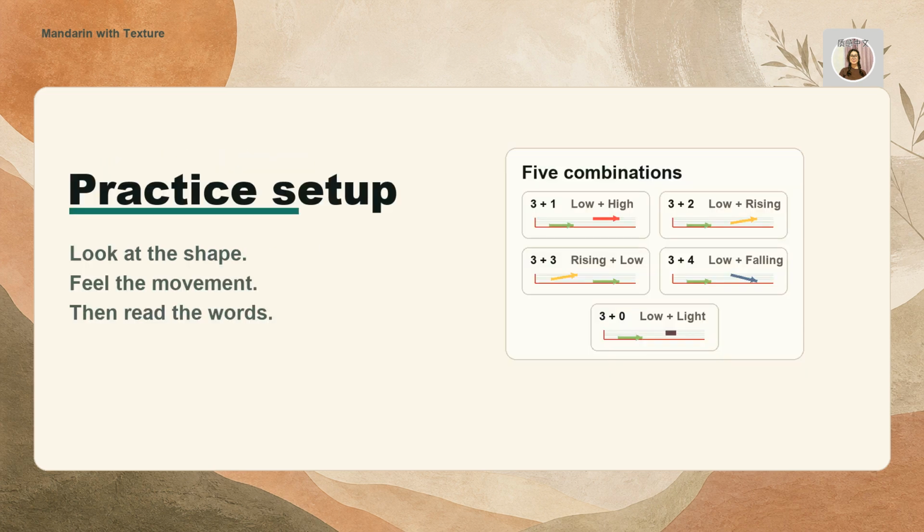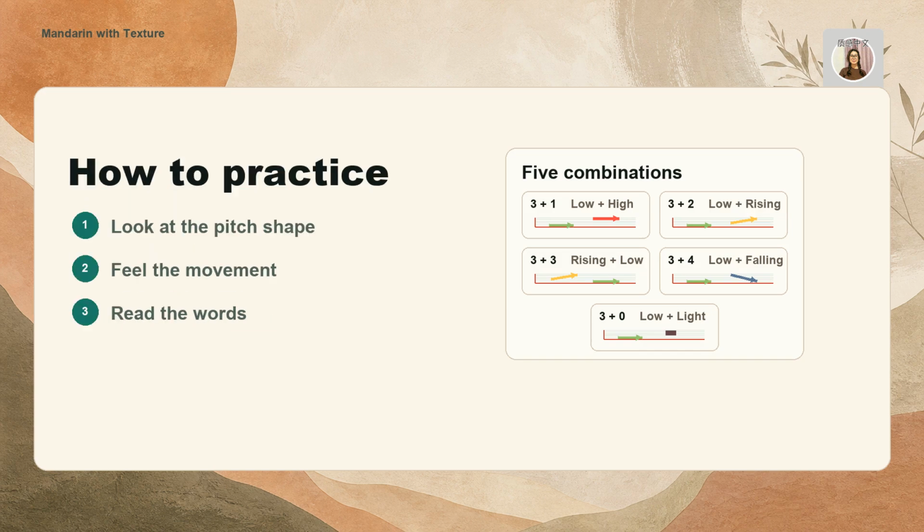Now we will practice tone combinations. First, look at the pitch shape. Feel the movement. Memorize the cadence. Then read the words with the same rhythm. Do not overthink every word. Train the pattern until your mouth starts doing it automatically.